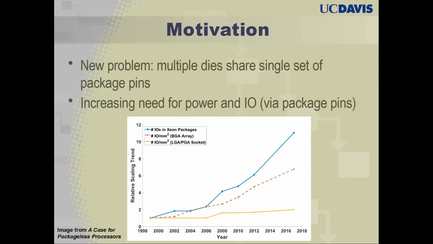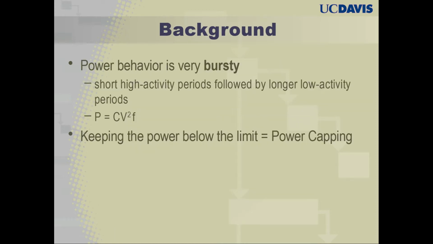Unfortunately, as you do 2.5D integration, everything still shares a single package and thus a single set of package pins. Now, you want more and more IOs and more power pins. The power pins are the ones you really must supply though, and the package itself isn't scaling as fast as our demand. So, if we want to maximize the utilization of those power pins, we have to think about the power behavior. Power is very bursty, as we'll see in a second. The technique for keeping the power below the limit is called power capping.